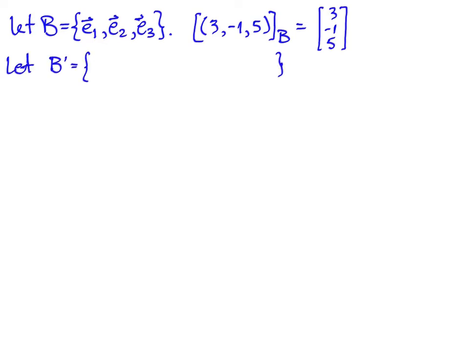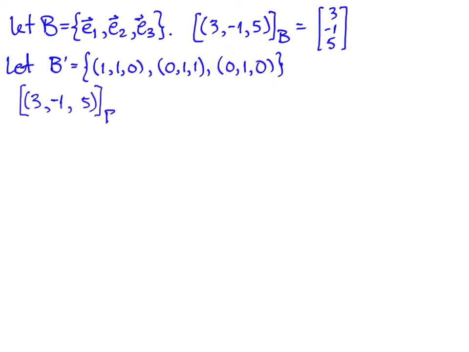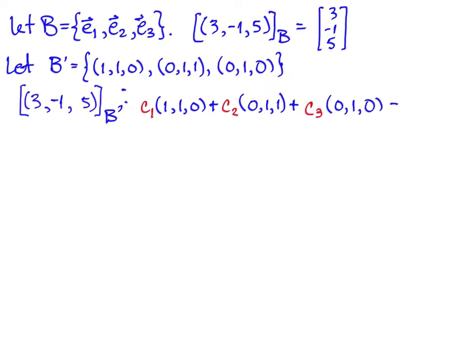Let's say B prime is the basis (1, 1, 0), (0, 1, 1), (0, 1, 0). So this is another ordered basis for R3. And I want to find the coordinate vector for (3, -1, 5) relative to B prime. I'm going to set up my linear combination, c1 times the first basis vector plus c2 times the second basis vector plus c3 times the third one has to be equal to (3, -1, 5).